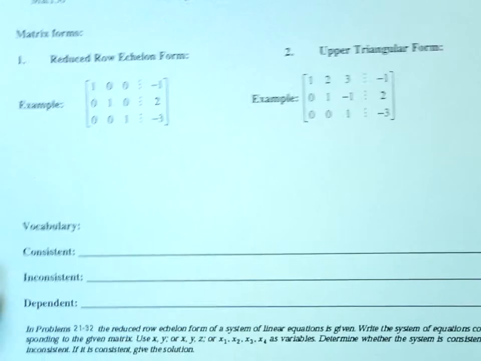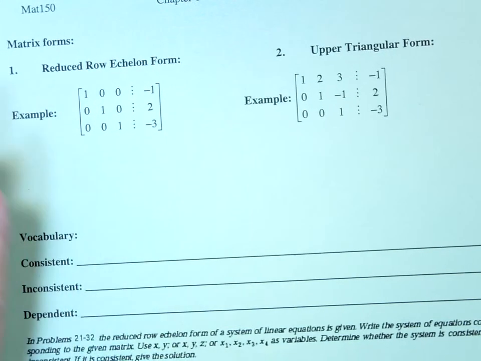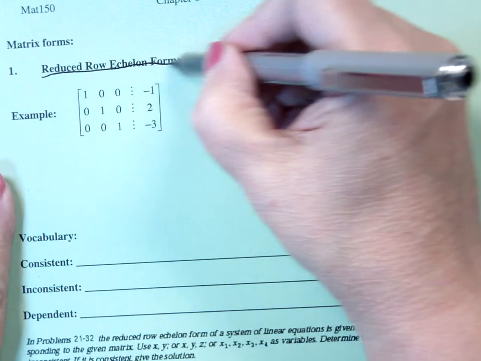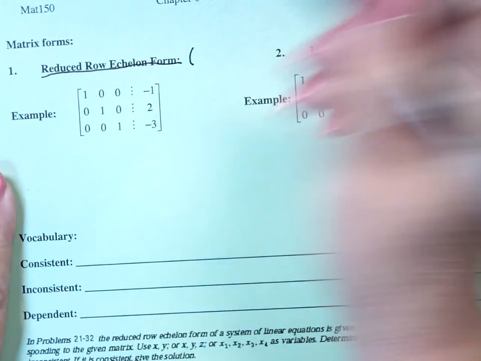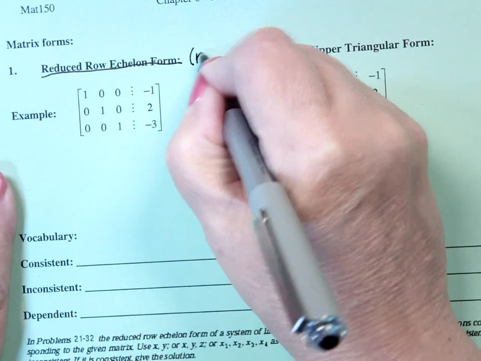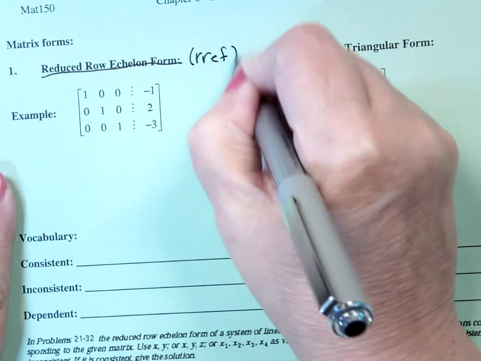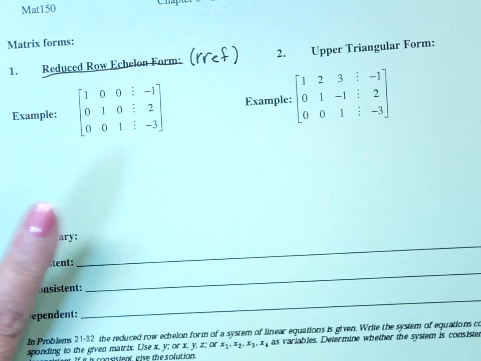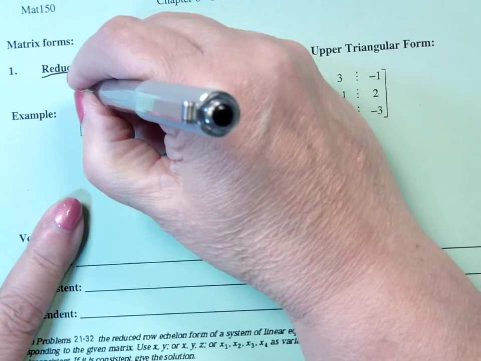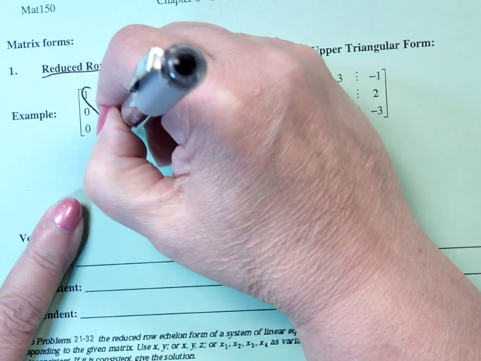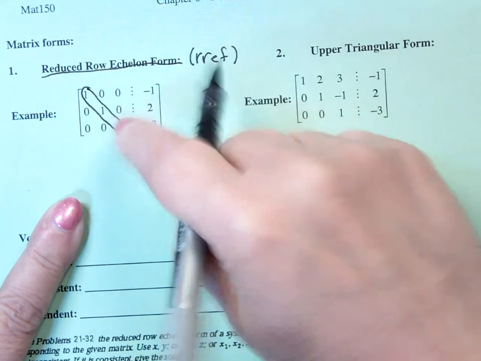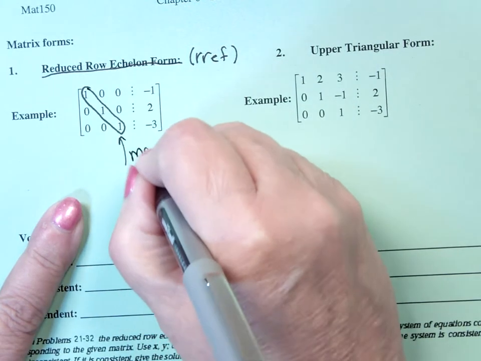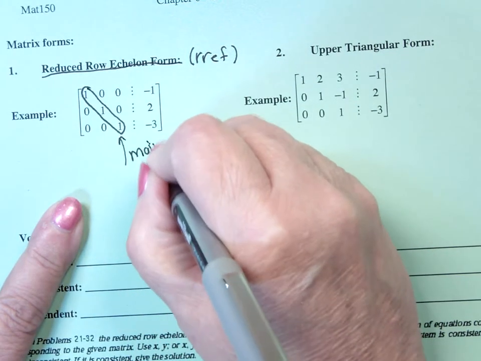Something that we're going to be working with, and that your book talks about, is row reduced echelon form. And by the way, the acronym for this is RREF, row reduced echelon form. Now, what is that? Well, if you notice, the only place that has any numbers at all is this diagonal here. This is called the main diagonal, and the vocabulary is going to become extremely important.